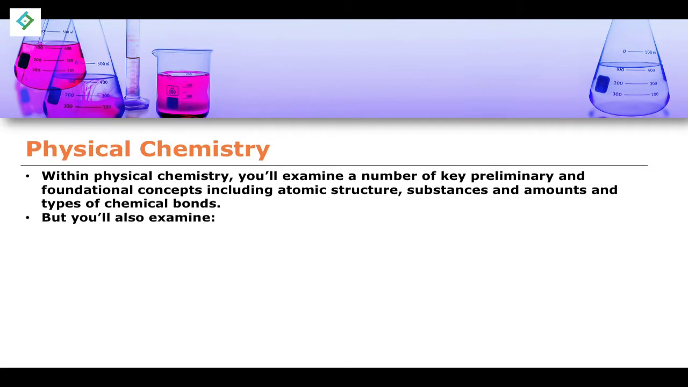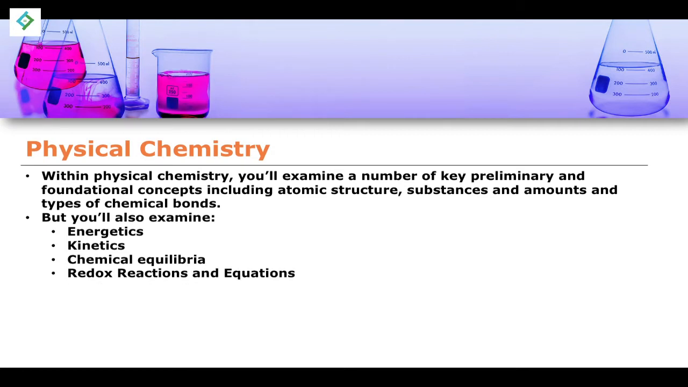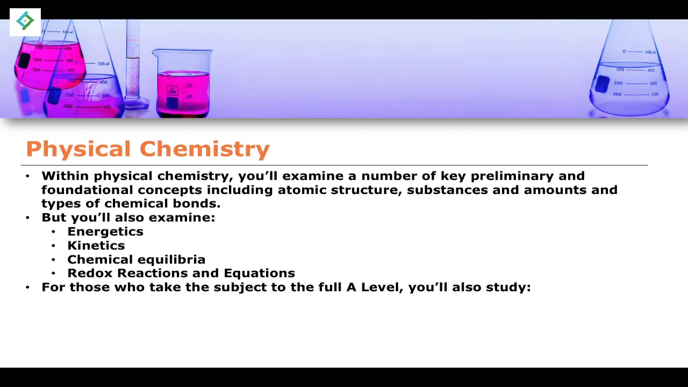But you will also examine a number of other topics as well. You will cover energetics, kinetics, as well as chemical equilibria, and then you will also do redox reactions, so reduction and oxidation reactions. And for those who take the full A-level, you will also study an additional few topics for physical chemistry. So all of the ones that we've just seen here are the AS level topics.